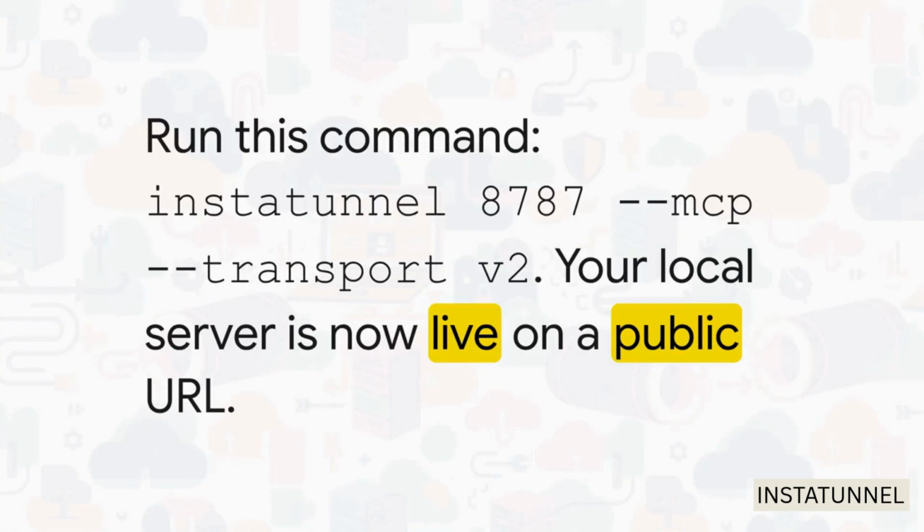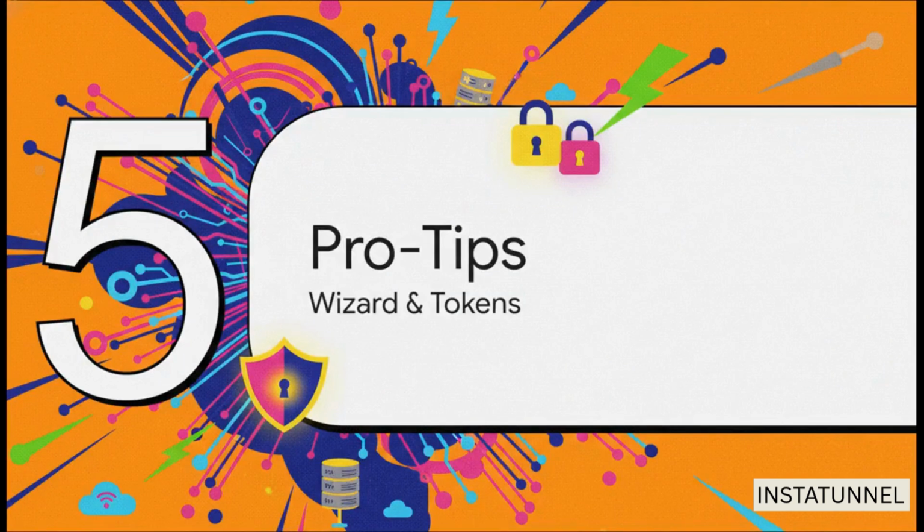All right, so let's put it all together. The command you're going to run looks something like this. You just tell InstaTunnel which local port you want to forward. We're using 8787 here. Then you add the -mcp flag to turn on the magic, and you specify -transport v2 for that slick streaming connection. Hit enter, and just like that, your local server is live on the internet. How cool is that? Now, you could totally stop right there and be good to go.